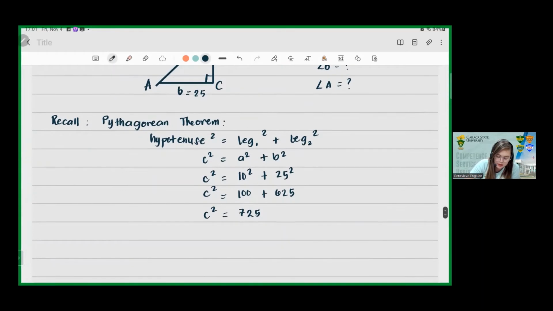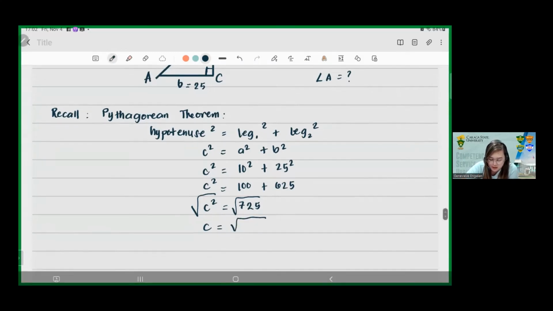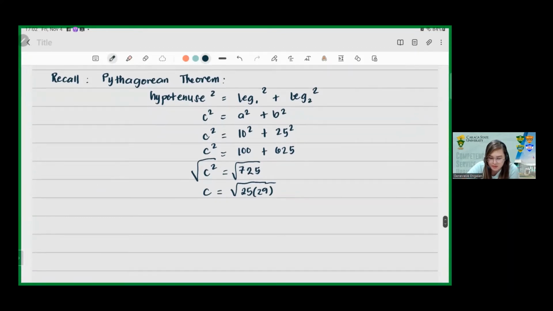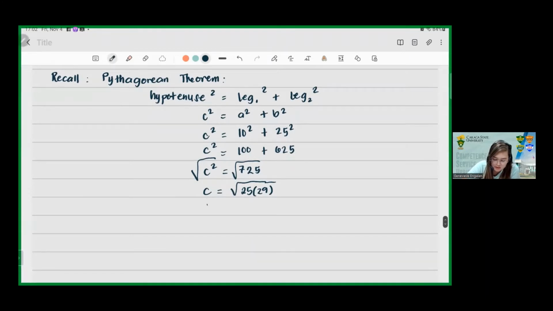So, take the square root of both sides. Since C is a distance, it is always positive, so we take the positive square root. Now 725 is 25 times 29, right? Is that correct? So 25 times 29. The square root of 25 is 5. So that is 5 square root of 29. So that is the value of C.